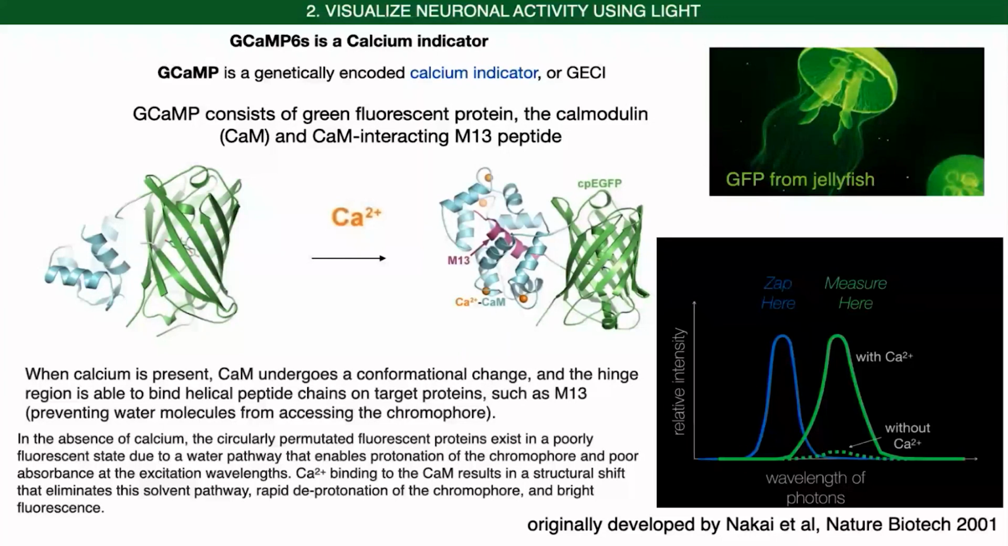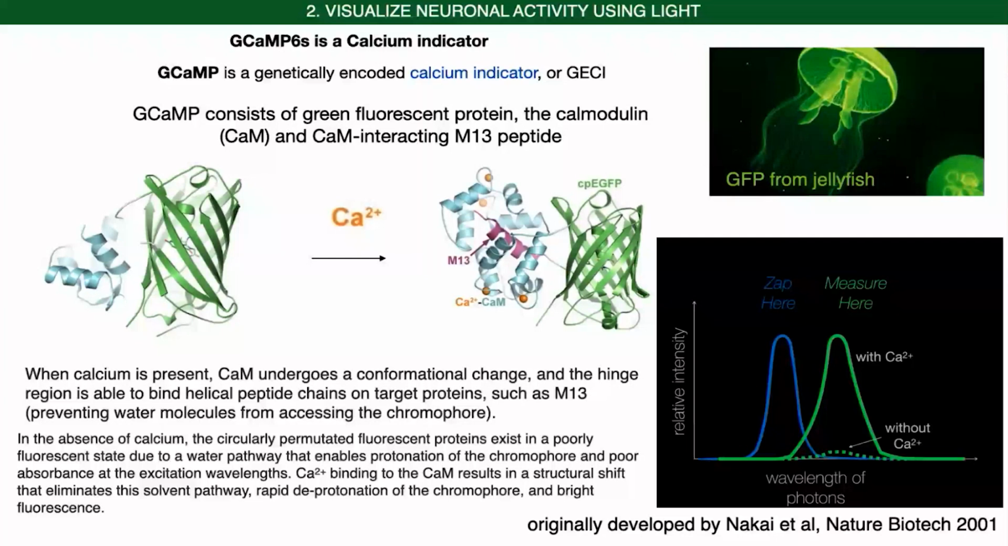When calcium is present, calmodulin undergoes a conformational change. And the region that is now present due to this change in conformation will be able to hold specific proteins, like, for example, the M13, which is a very special protein because it prevents water molecules from accessing this chromophore, the GFP. So why is this important? Well, because in the absence of calcium, the circularly permuted fluorescent protein exists in a very poorly fluorescent state. So we cannot indeed see it.